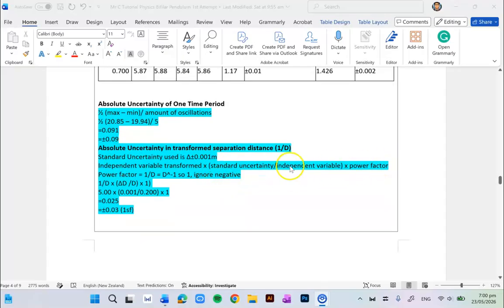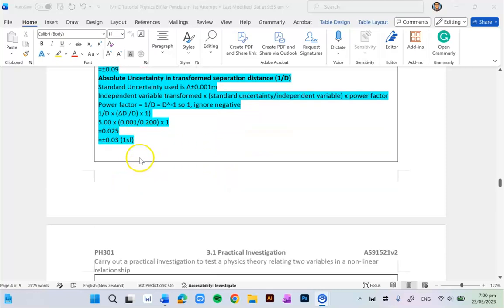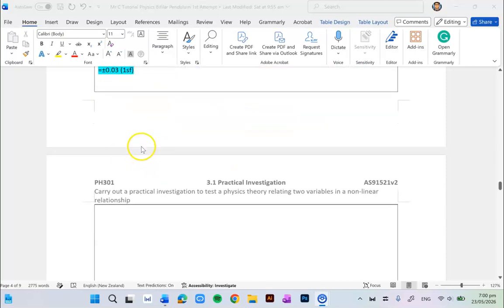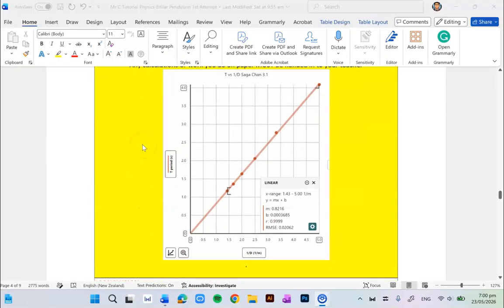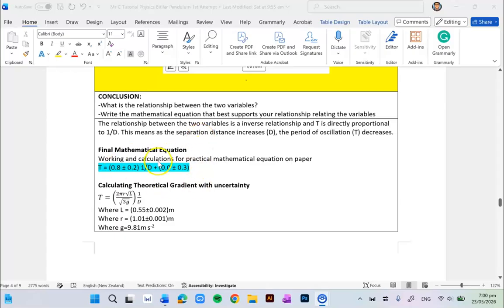And then the formula, same formula, power factor also. It is -1, but for all power factors, you just take the absolute value, so ignore the negative, so it's just 1, which is basically just nothing. And then obviously rounding it to 1SF. If you round it wrong, you will end up with an achieved. That's the graph. That's the mathematical equation.